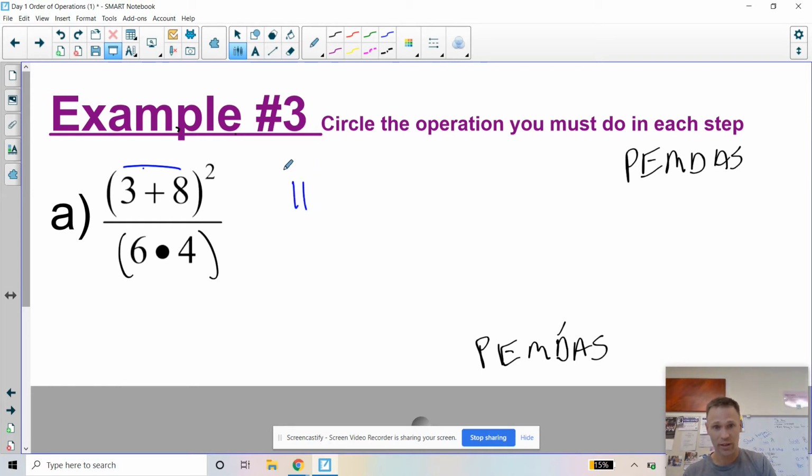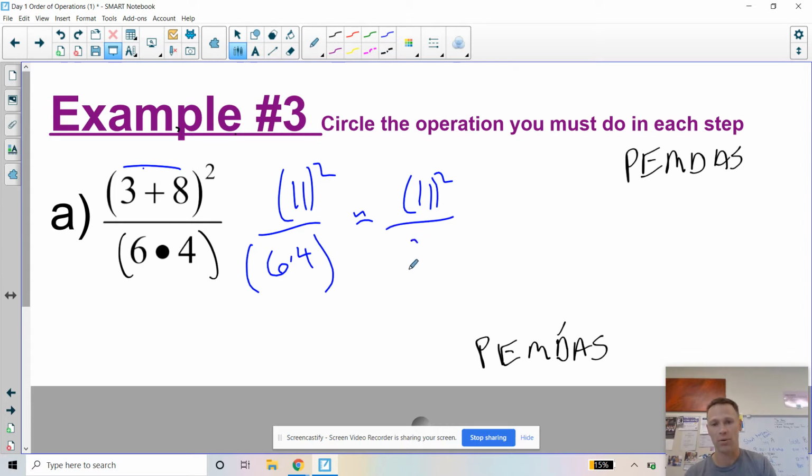That gives me 11 in parentheses squared over 6 times 4. I'm going to put that in parentheses. One step at a time. So parentheses are taken care of. I did one step. Do I still have parentheses? Yes, I do, in the denominator right here. So I'll have that 11 squared in parentheses again. And then the denominator, 6 times 4 is 24.